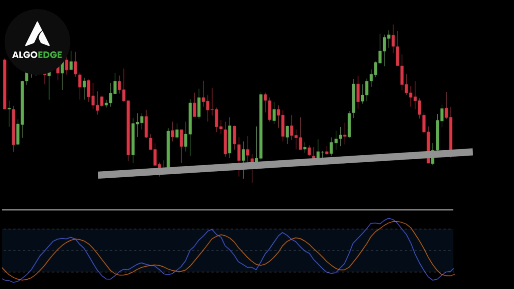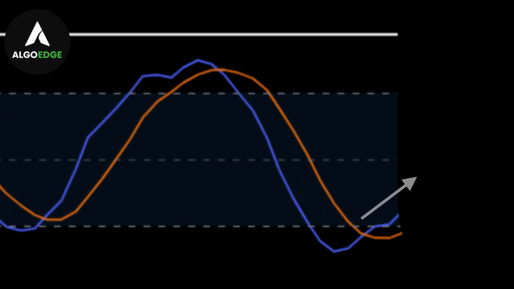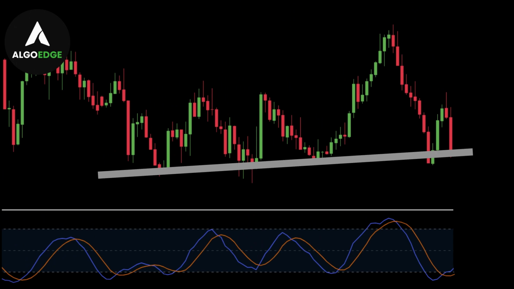Now comes the entry trigger. We do not enter the trade simply because the stochastic reaches the oversold zone. Instead, we wait for the stochastic line to cross back up and re-enter the blue zone. So, the formula is simple. Trade with the trend, wait for price to reach the trend line zone, wait for stochastic to become oversold, and enter when it crosses back up.